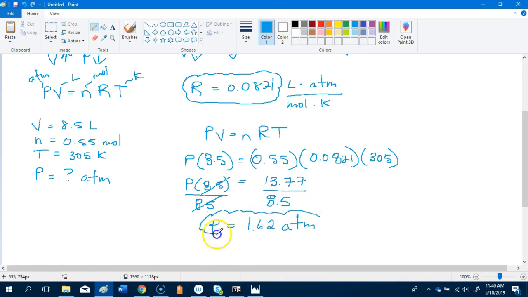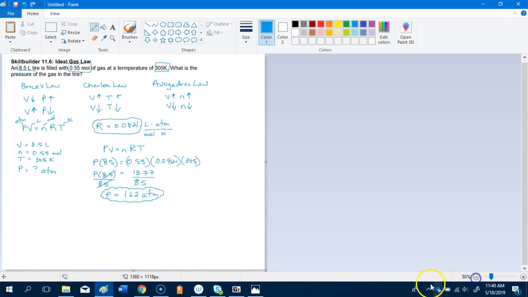And that is the final answer to Skill Builder 11.6.